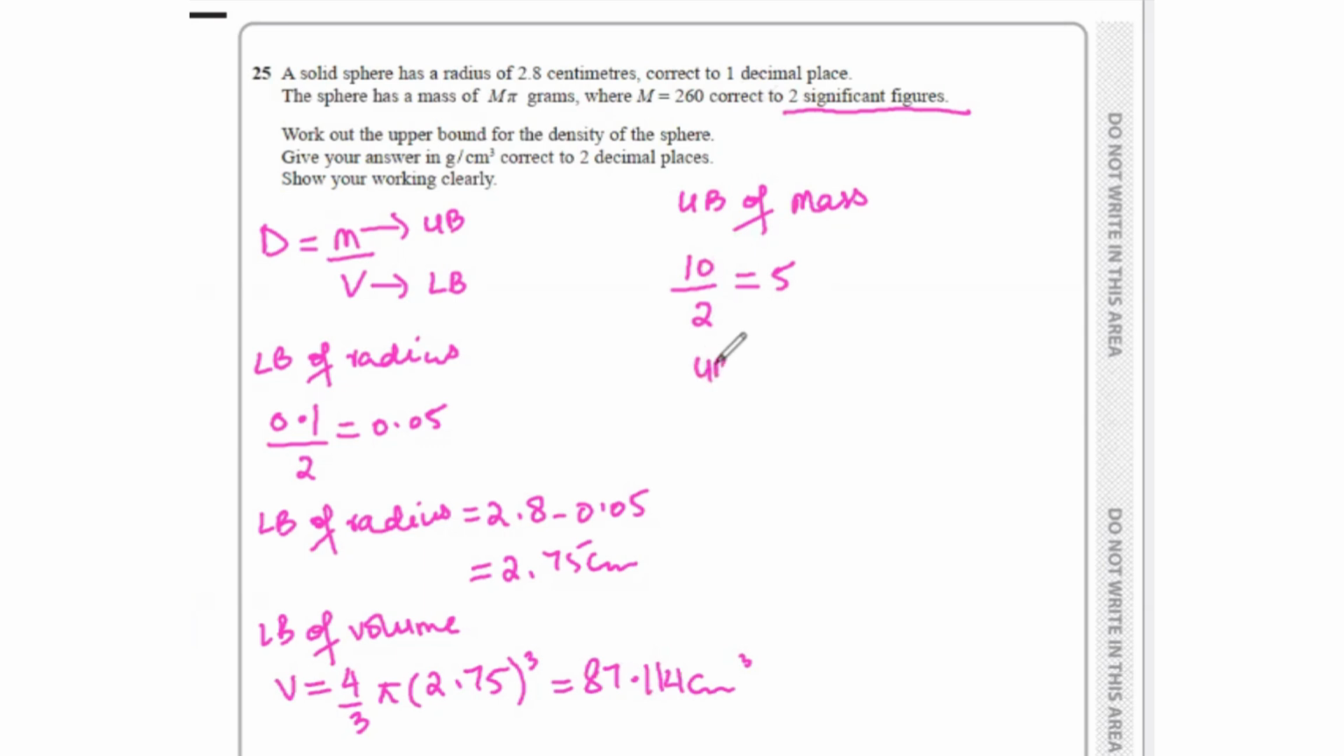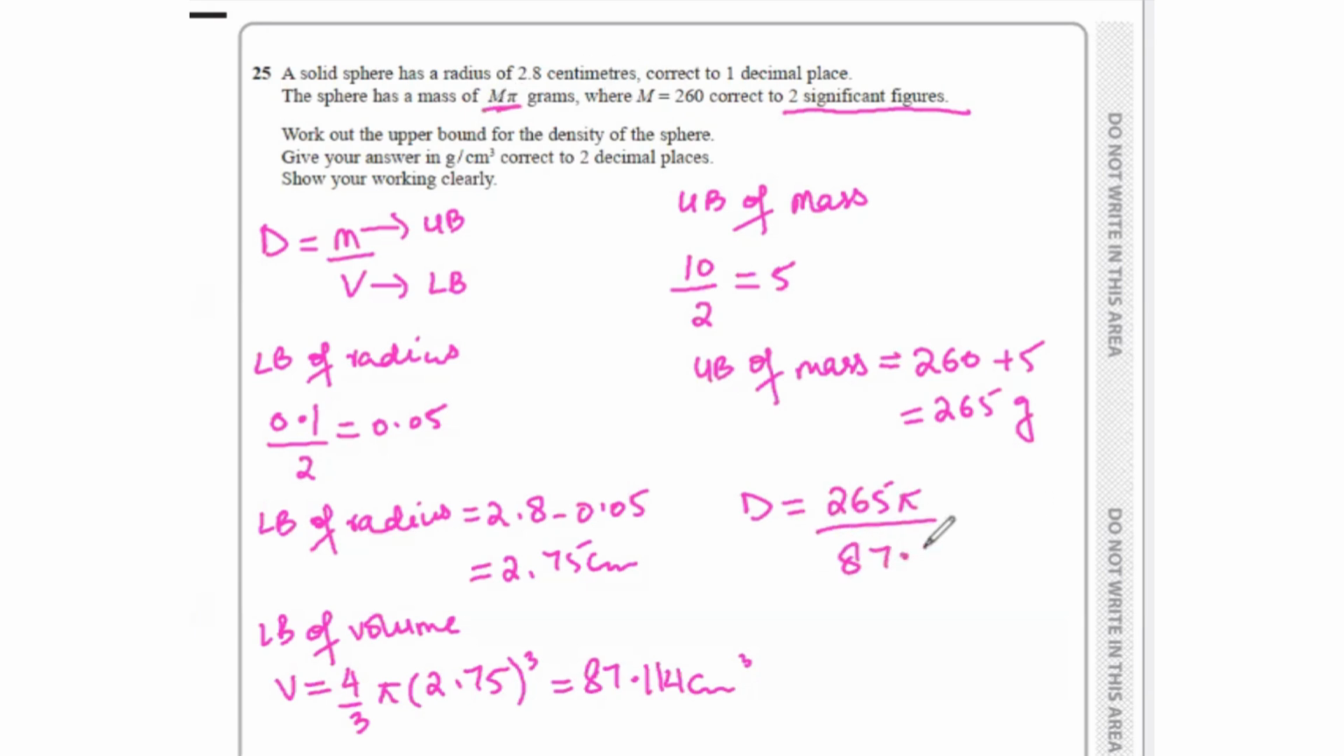So for the upper bound of mass, we do 260 plus 5, which is 265 grams. So density is going to be 265 pi, because mass is m pi, divided by 87.114, and that is going to give us the value of 9.56 grams per centimeter cubed. That is the upper bound for density.